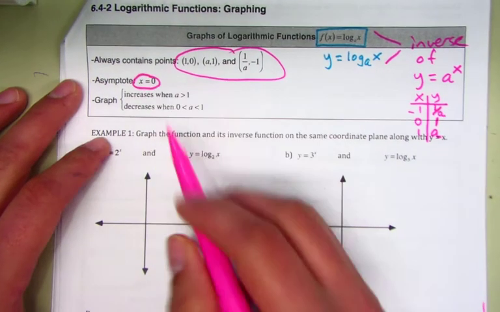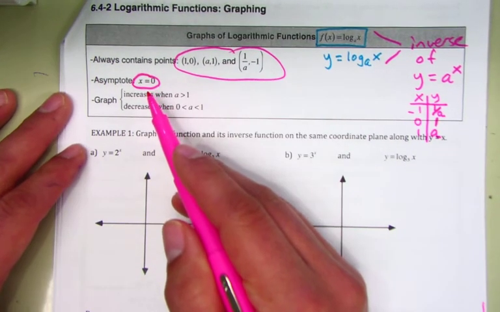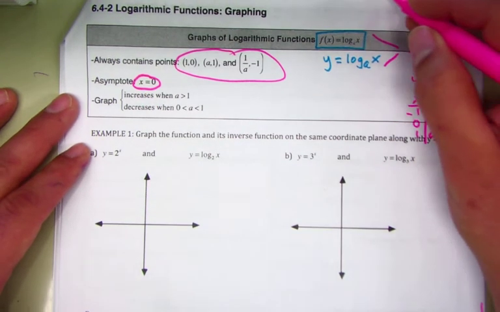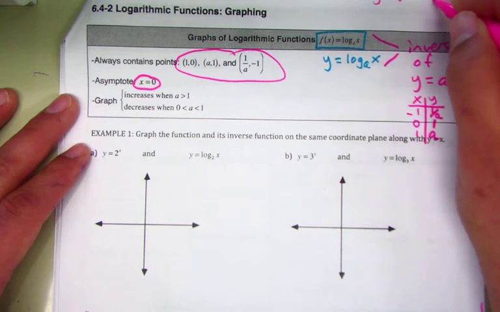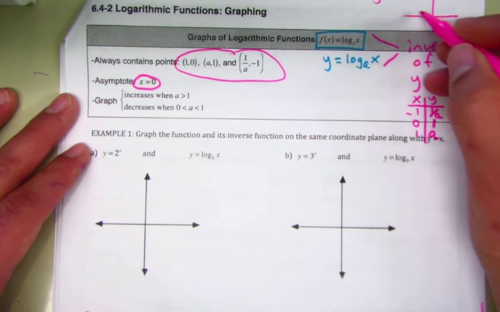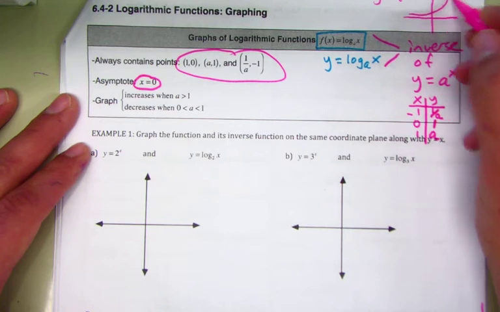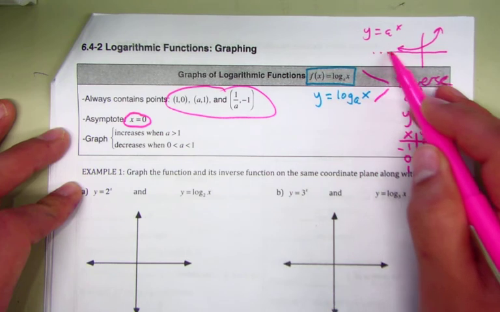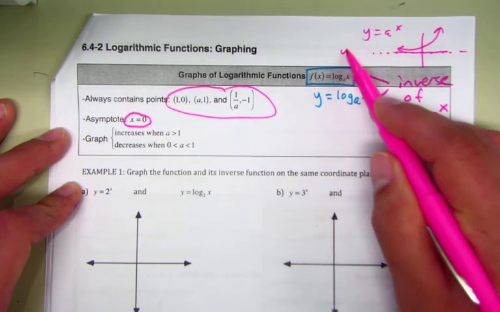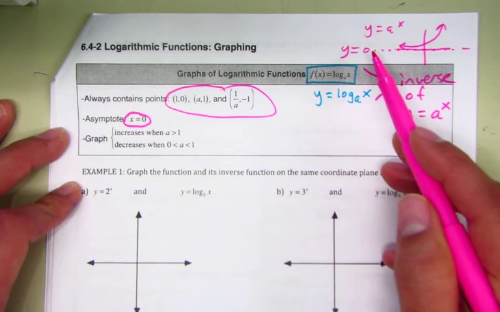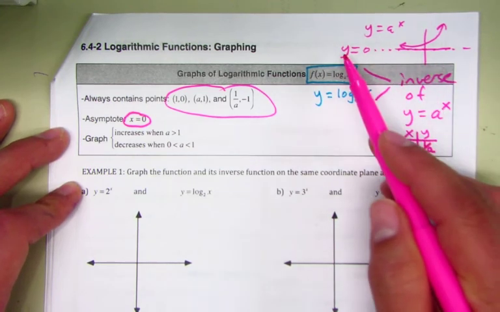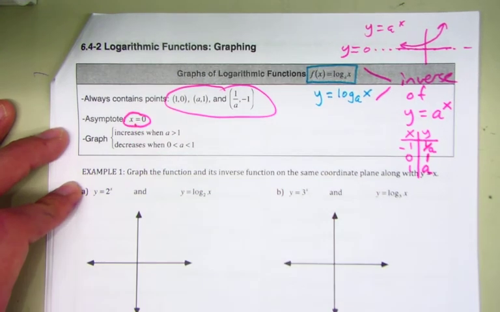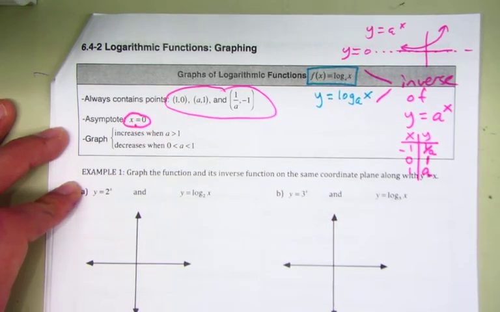We have an asymptote of x equals 0. Because remember, the exponential graph, so let me quickly sketch it, looks something like this, right? Remember that we had a horizontal asymptote at y equals 0? Well, if we're doing the inverse, instead of a horizontal asymptote of y equals 0, now it's x equals 0, because everything flips, right? Does that make sense so far? Okay.